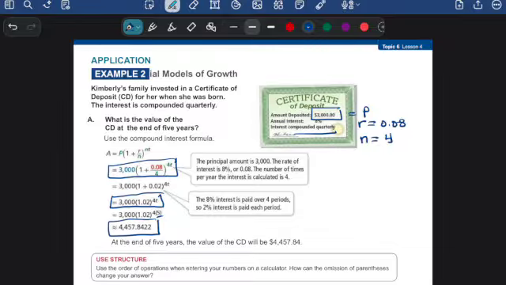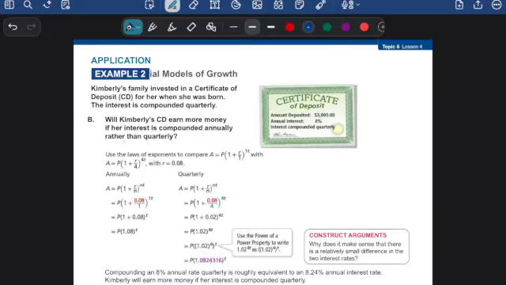Okay. And again, you can type this into your calculator just like this: 3,000 parentheses 1.02 parentheses caret 4 times 5. Or if you want to put in caret 20, you know that's what that is. Okay, so you're doing 1.02 to the 20. And if you do that first, that's fine. Then you can multiply it by 3,000. So at the end of 5 years, the value of your CD or certificate of deposit will be $4,457.84, okay, because we'll round.